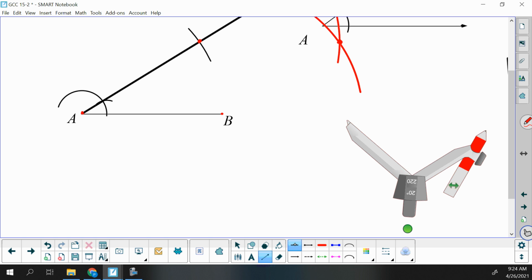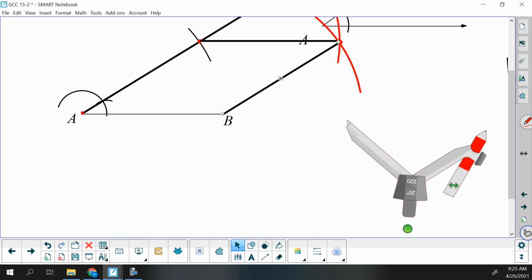We can now take our straight edge and connect from B all the way up to that intersection up there and connect these two. And that makes our rhombus.